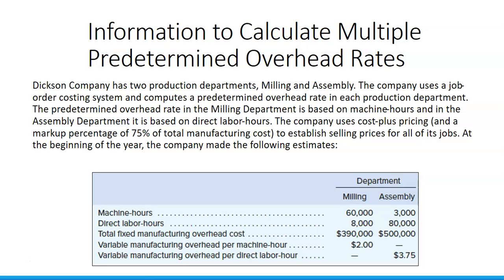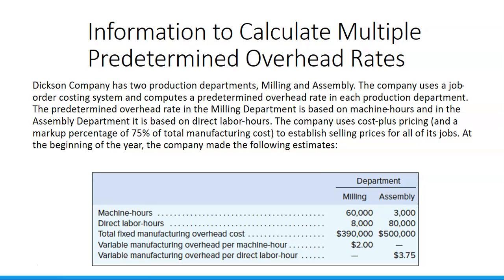What cost plus pricing is, is when we have a set markup percentage of our total manufacturing cost to get to our sales price for our job. So we have a lot of information here about our overhead rates. We have the number of machine hours for each department, the number of direct labor hours for each department, total manufacturing overhead costs, and the variable manufacturing overhead for each department.